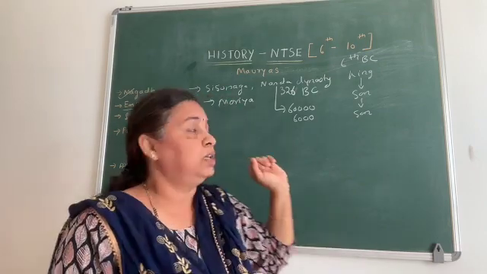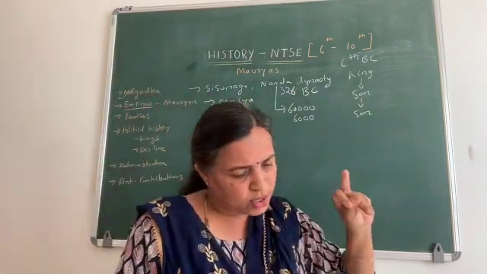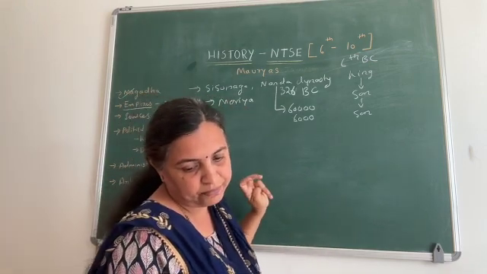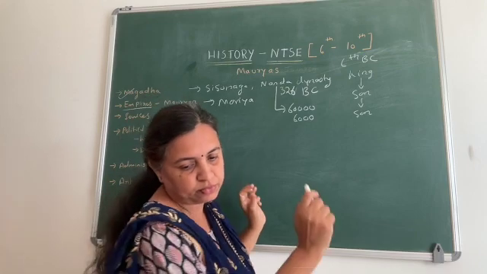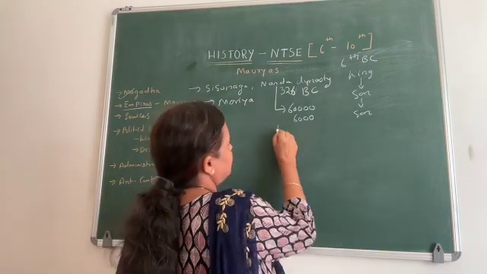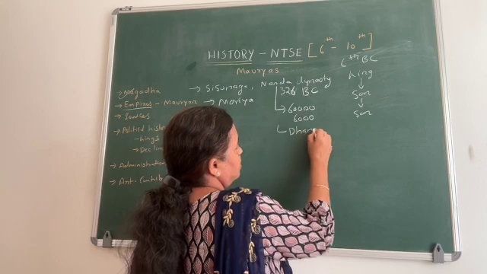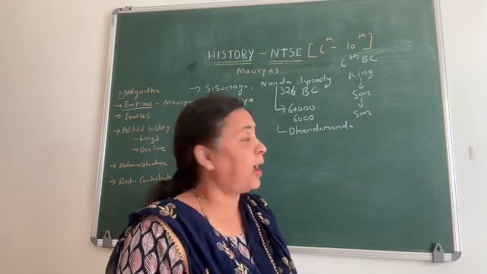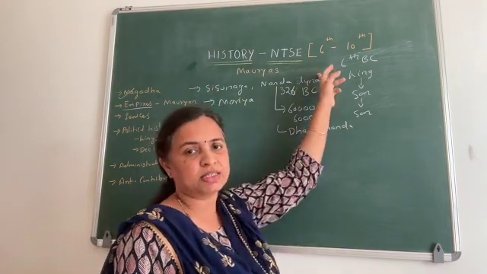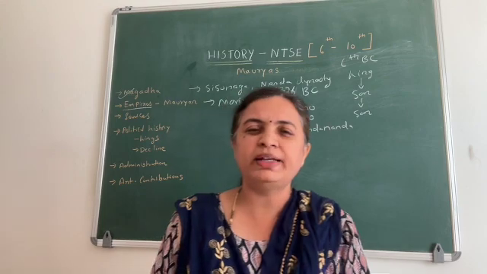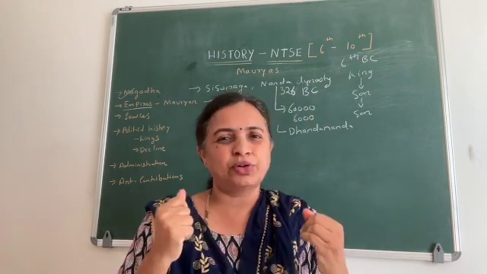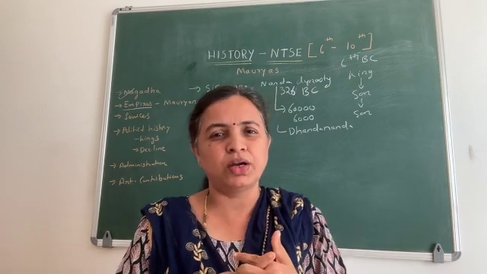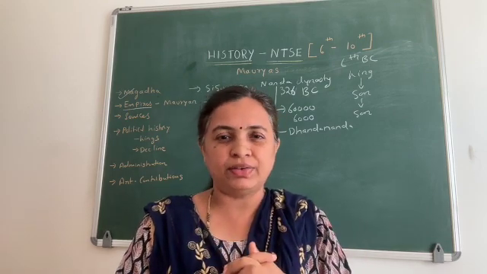But the ruler was somebody named Dhanananda, from the Nanda dynasty. He was very unpopular. Nobody liked him much. Because he was very powerful, his administration was not going on well. People were not happy with him and all that.